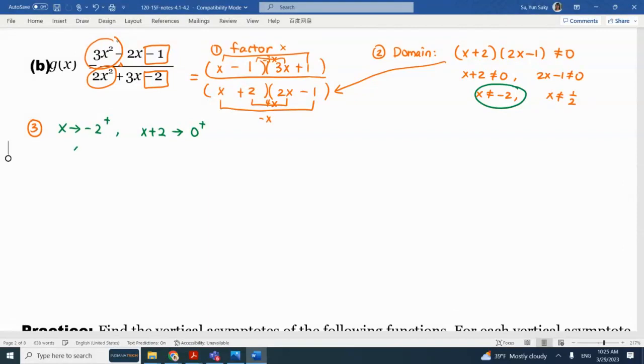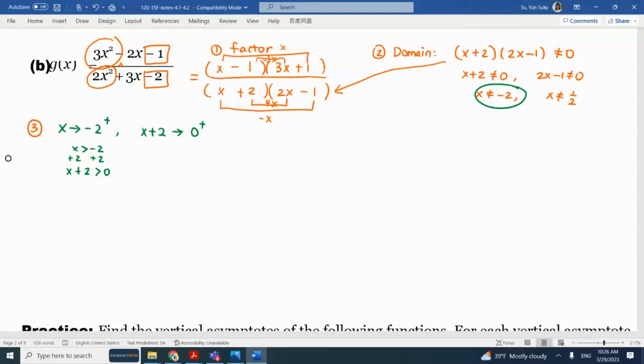Okay. So, x goes to negative 2 from the right. This actually means x is bigger than negative 2, right? So when you add 2 on both sides, you get x plus 2 is bigger than 0. That is why x goes to minus 2 from the right, then x plus 2 will go to 0 from the right. Is that okay, everybody? Where are you getting your numbers from, like your x minus 2, your x plus 2? From the domain.